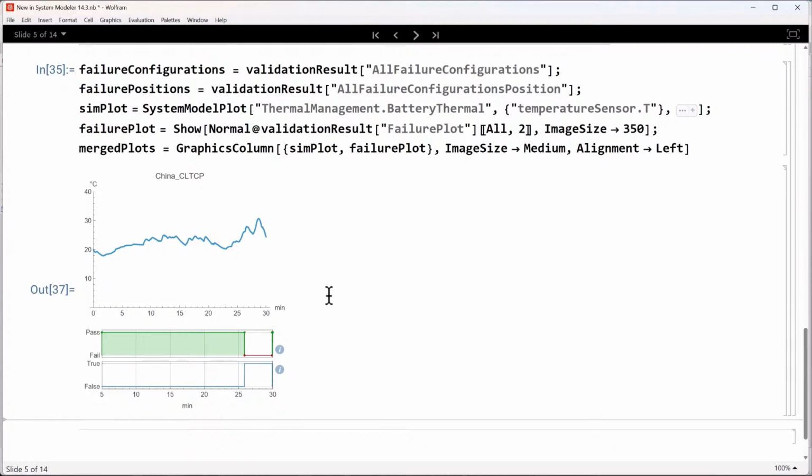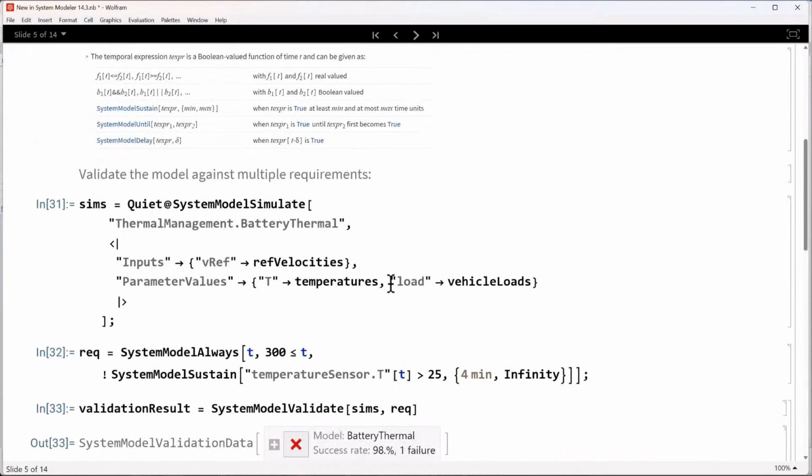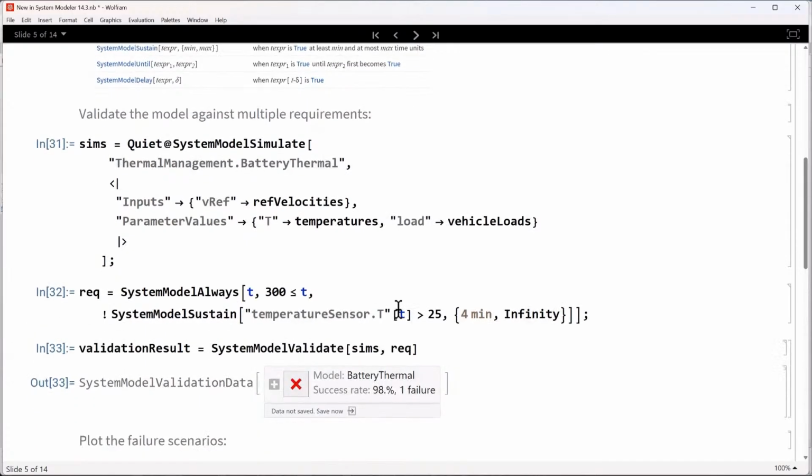So, to summarize what this means in practice, I can simply run the EV drive cycle model, provide a list of drive cycles and operating conditions, state my requirements like current and temperature limits, and tell the function to report all violations. That's it, one function call. Suddenly, I validated my design across thousands of scenarios without writing custom scripts for each case.